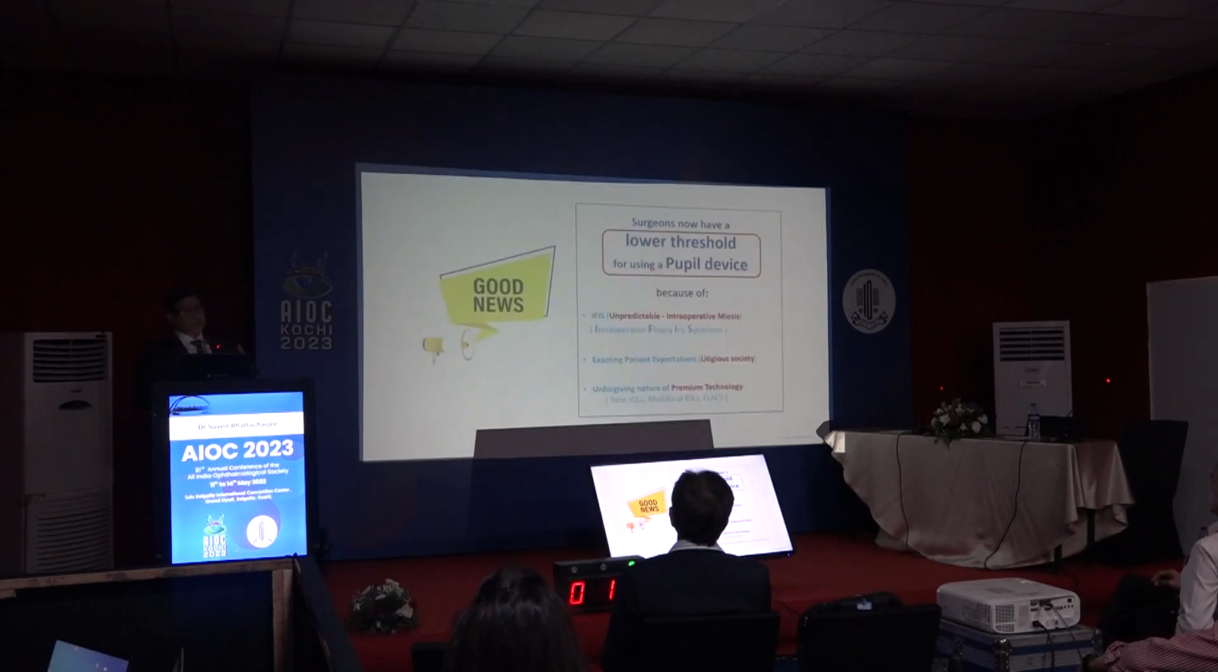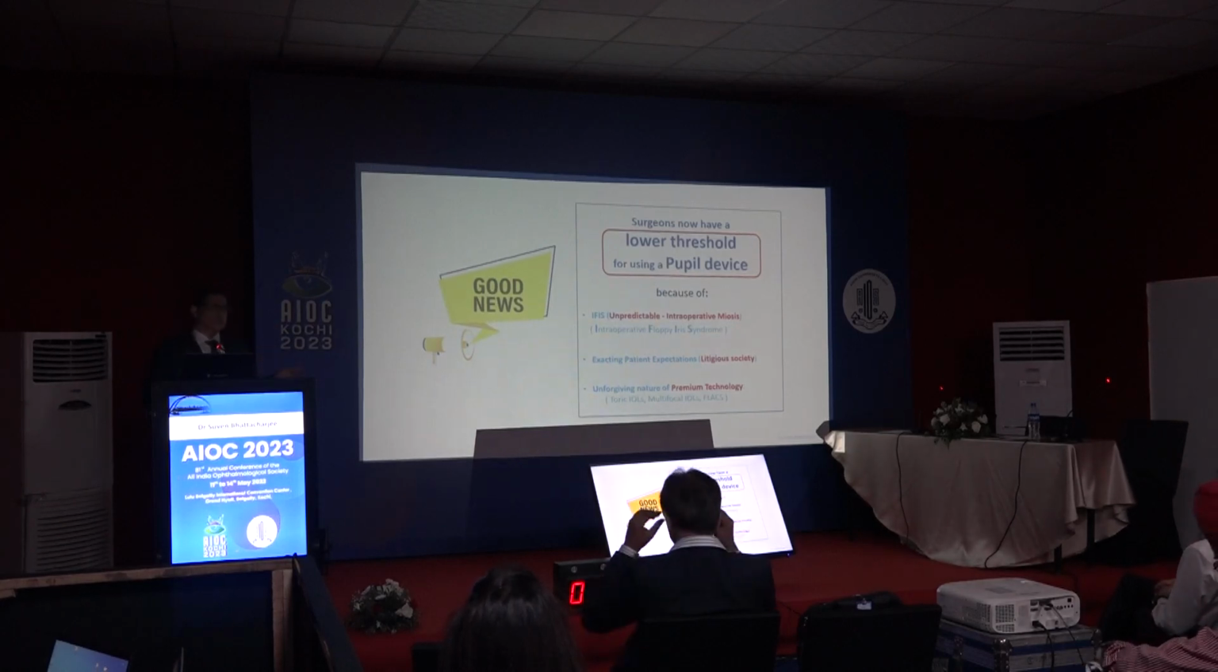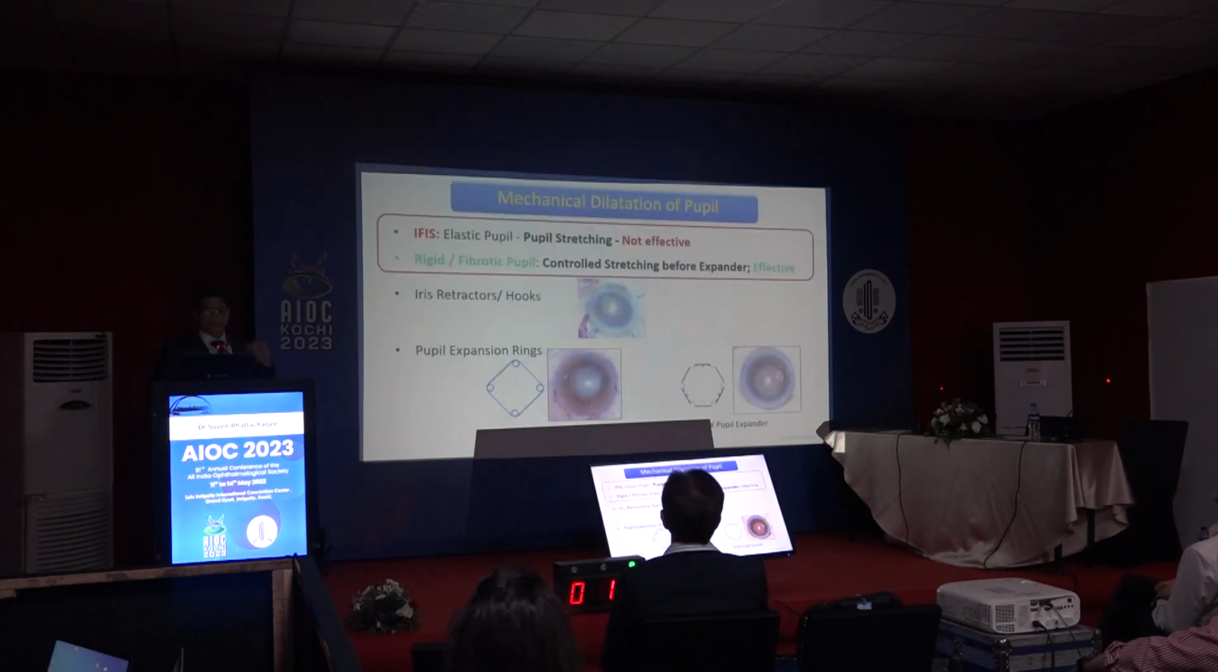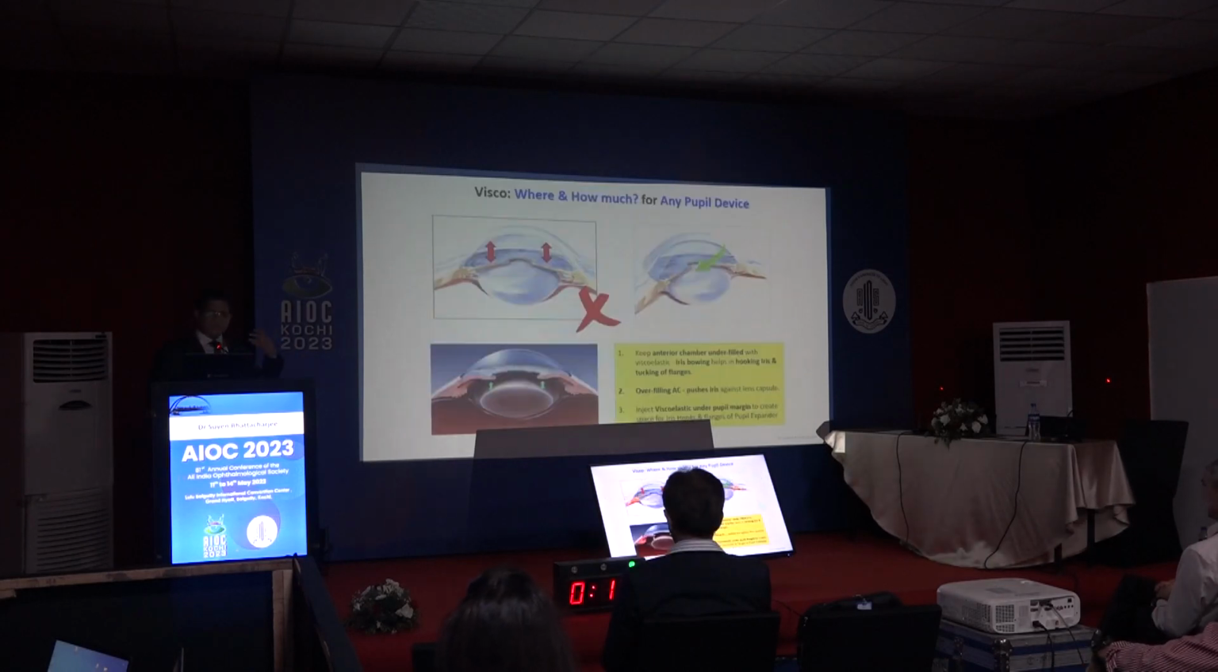The good news is that now surgeons have lowered their threshold to use a device, and they are using devices easily because you know that IFIS is unpredictable. You've got premium IOLs being used, and of course, the society is going to drag you to the court, so you better save your back. So now we come to how do we achieve this mechanical pupil dilatation. We have 2 options. One is simple good old iris hooks, still holds good even in the present time, and you have pupil expansion rings, which could be the Mulligan ring, the BX, I ring. There are a number of rings.